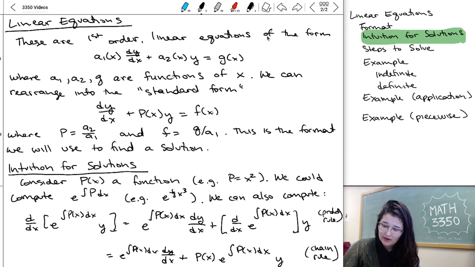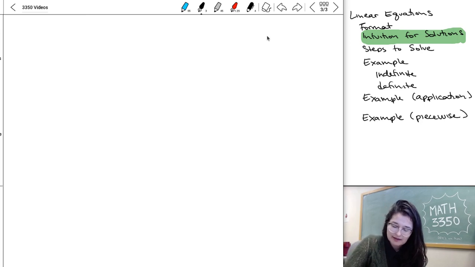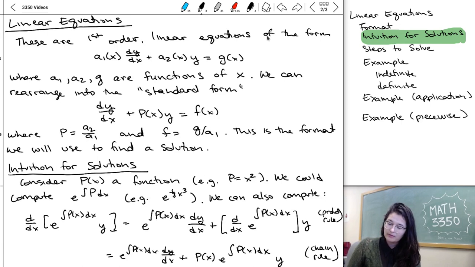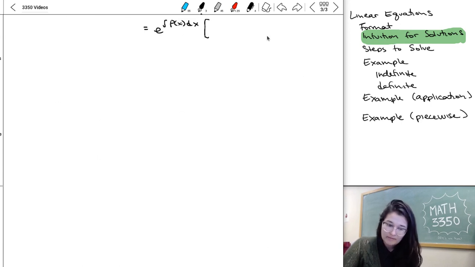But now I can go ahead and pull out all together that e that appeared on both terms. I'm just going to pull that out as a common constant. And then I'm left with dy dx from the first part plus p of x times y from the second part. And that's looking a whole lot like my standard form.